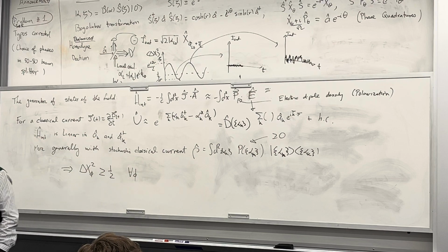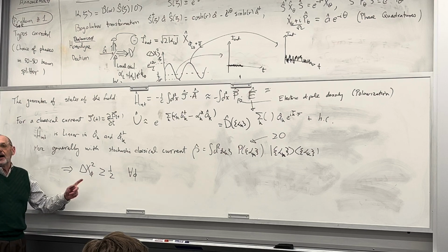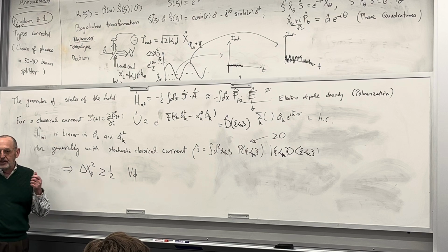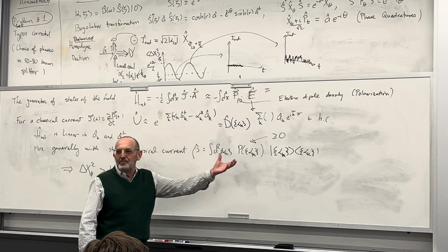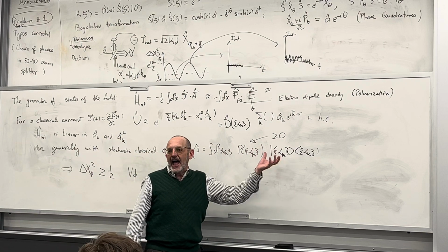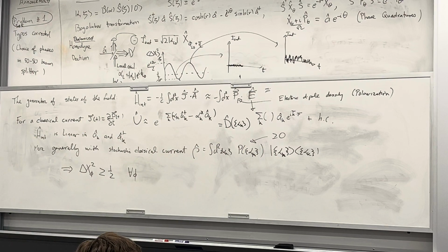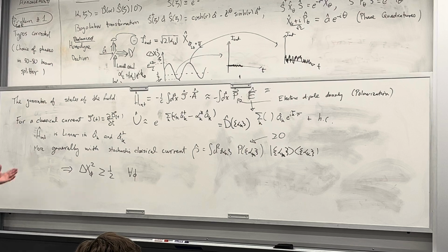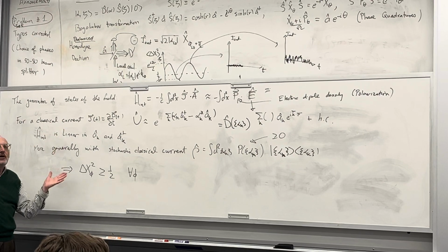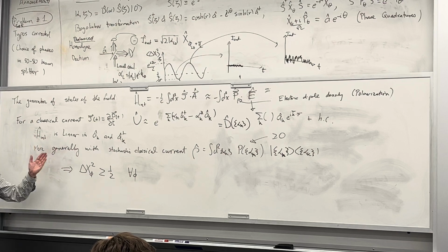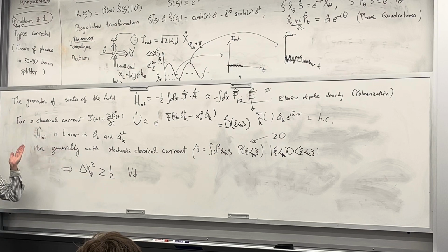There's no way I can choose some quadrature which will have fluctuations less than the vacuum level, because I'm just going to get a statistical mixture of the fluctuation. I'll add together those variances and I'll never get something which has less. So what we have learned is that a squeezed state cannot be created by a classical current.